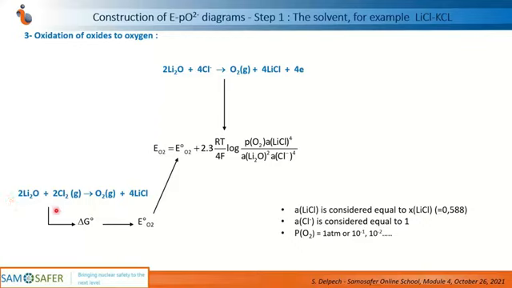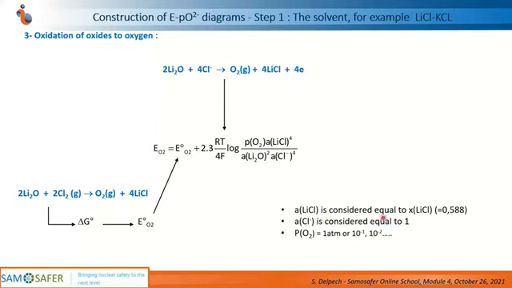Using this chemical reaction, we can deduce from the Gibbs energy the value of the standard potential, which is introduced in this relation. So in this relation, we have the potential of oxygen as a function of the activity of lithium oxide, that is the x-axis, that is the y-axis. And then we have all the other data.